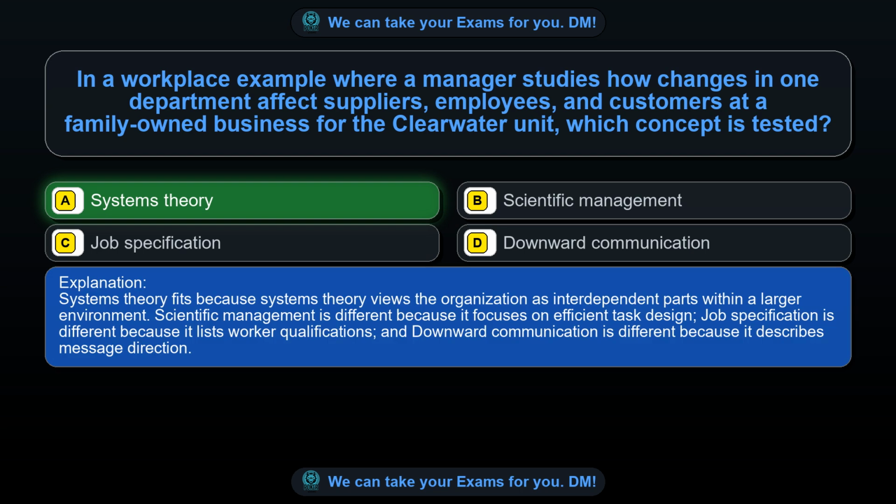Systems theory fits because systems theory views the organization as interdependent parts within a larger environment. Scientific management is different because it focuses on efficient task design, job specification is different because it lists worker qualifications, and downward communication is different because it describes message direction.